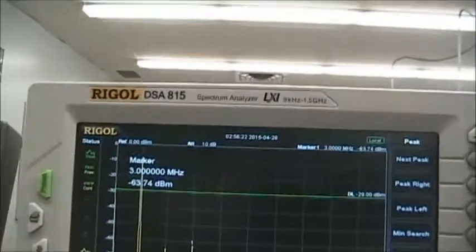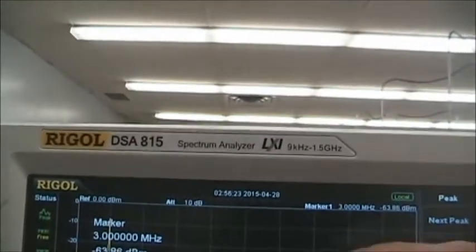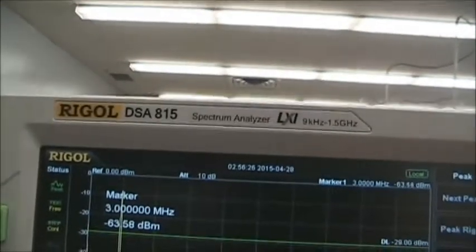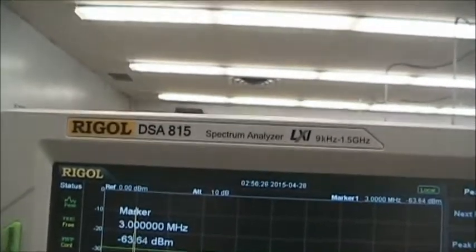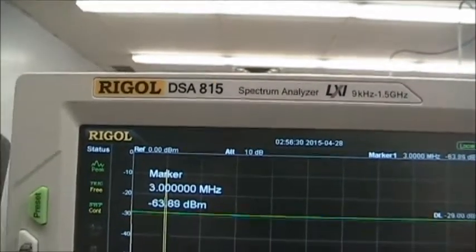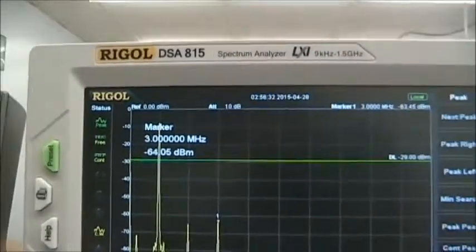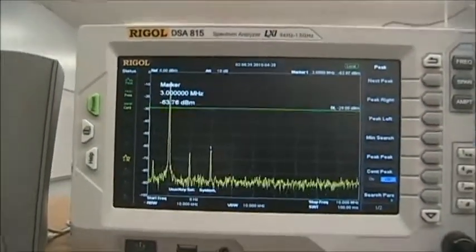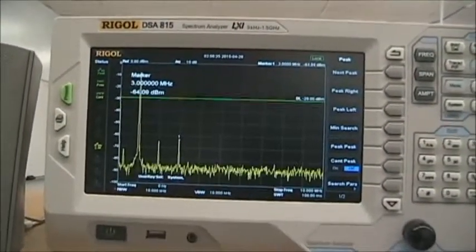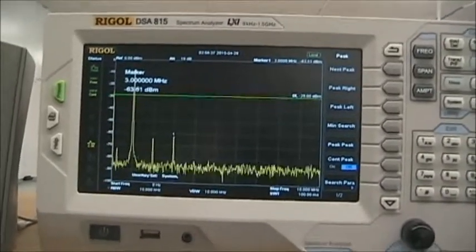These signals, though, are very much smaller than our original signal, on the order of minus 60 dBm, or almost 50 dB, or a power of 10 to the fifth smaller than our original signal.